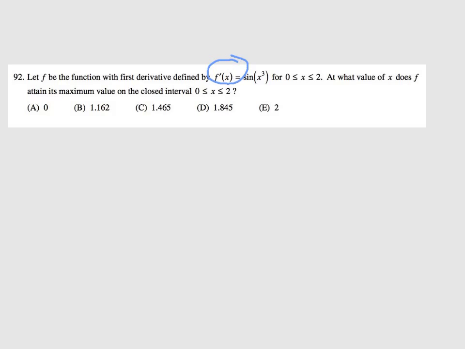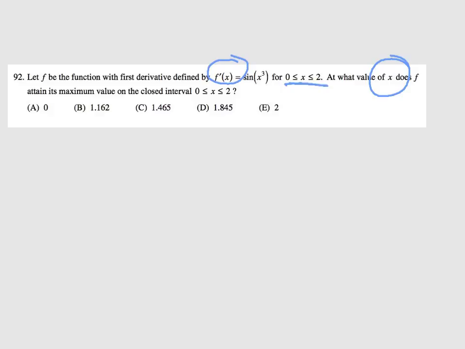So a couple of interesting things here. They're looking for the x value. They don't actually care about what the maximum value is. And that's not always the case, especially on free response. A lot of times they're asking for the max value. However, the max value can occur at the critical points and the end points. Well, let's go ahead and try to figure out the critical points from 0 to 2.